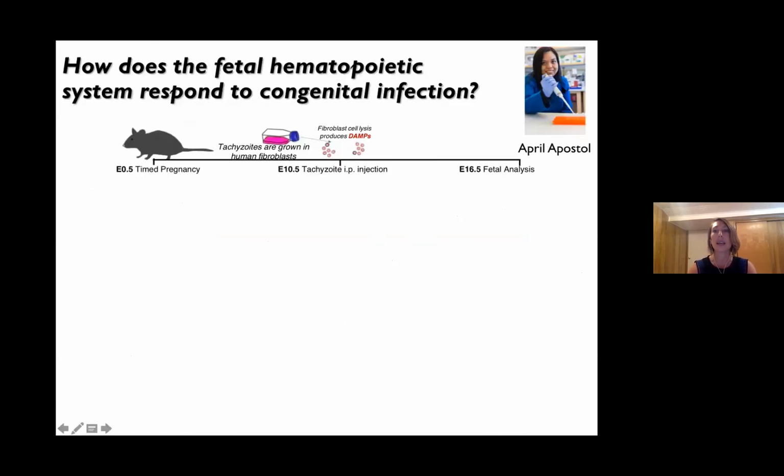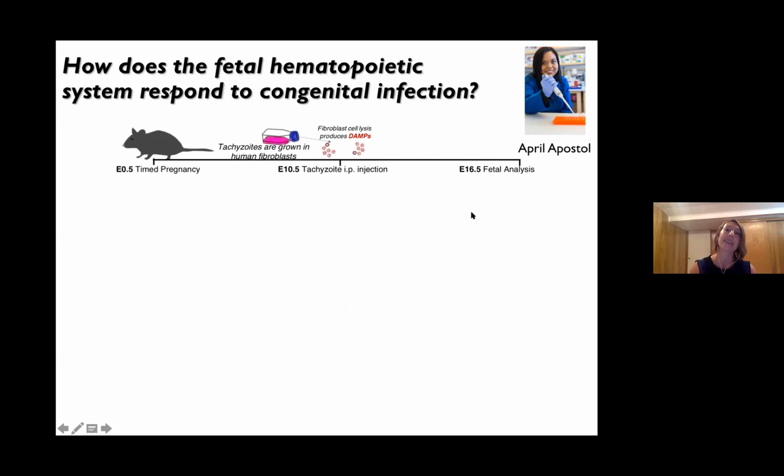And so this is actually the thesis project of my student April Apostle, where she takes time-mated mice and infects them at embryonic day 10.5 so that we can get a solid infection by our critical period of hematopoietic development at E14.5.